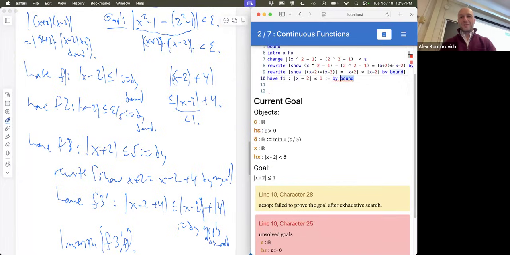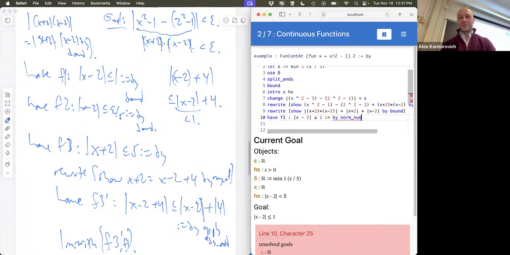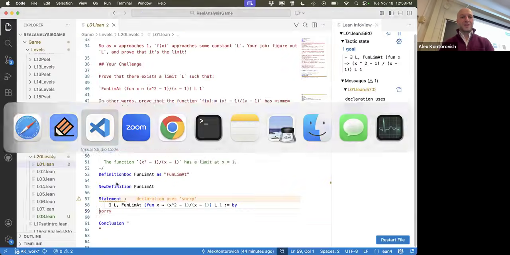Okay, let's try norm num. Which one? No. Let's try. Which one did I get to work? I got one of them to work. Does it know that 1 is a real number? It does know that 1 is a real number. It knows that 1 is a real number here. It's not a casting thing. Are you sure, bound? Come on. All right, let me cheat and see what I used.